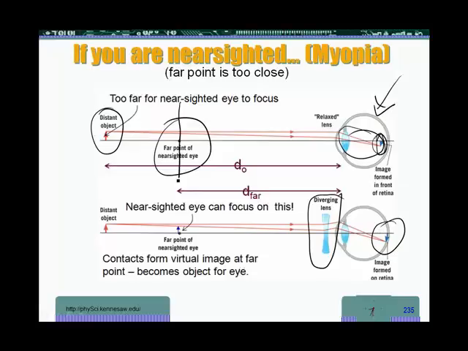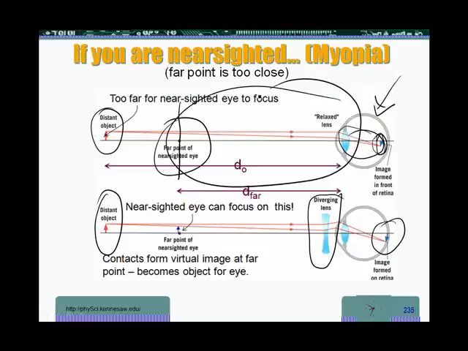Now, for a nearsighted eye without an additional lens, this is my far point. When we add the lens, what the lens is going to do is take a distant object and form an image of that distant object in the field of vision of the eye, at places where the eye can see. So the image of the object due to that lens is going to be somewhere here, closer to the far point of the nearsighted eye.